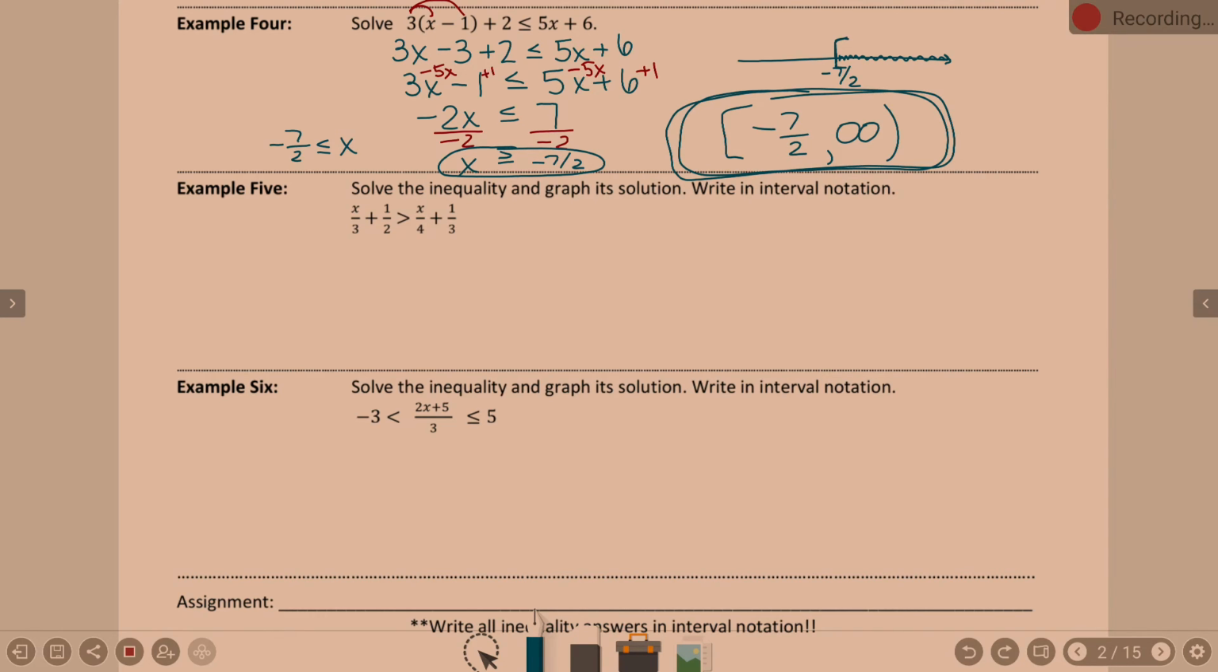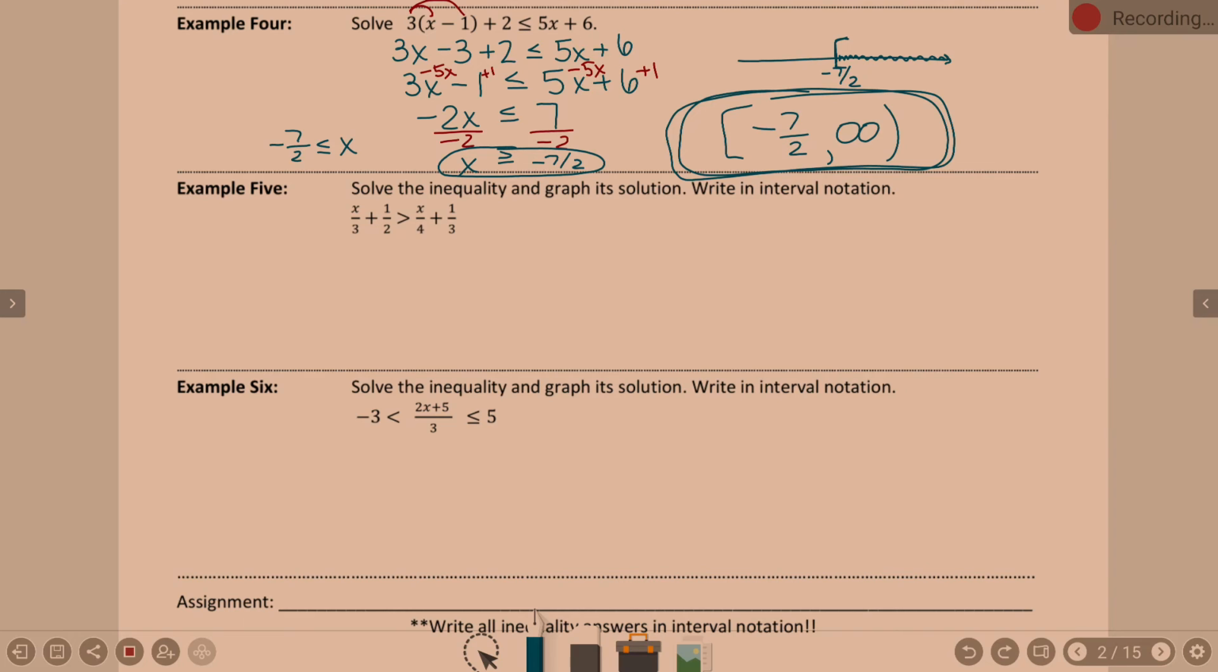On all of them? Yes. Whether the directions say it or not, whether the back of the book says it or not, like when you're checking those odds, I'm looking for interval notation on everything. Well, any inequality answers. Obviously not just an equation. Okay? Any other questions there? Okay. Let's look at example 5.